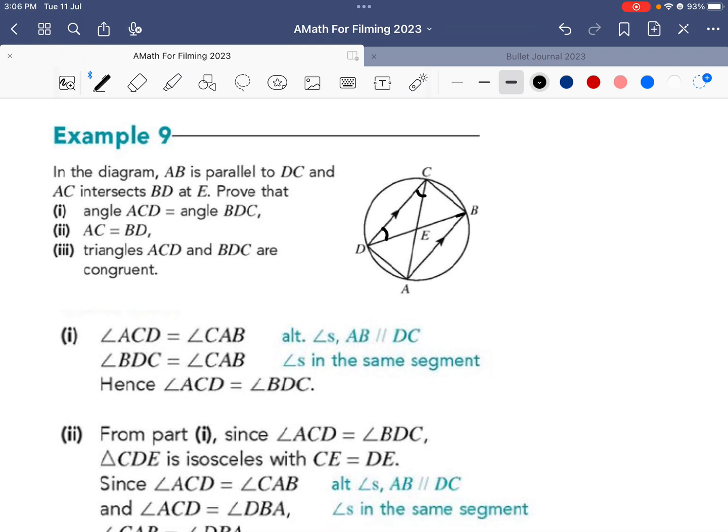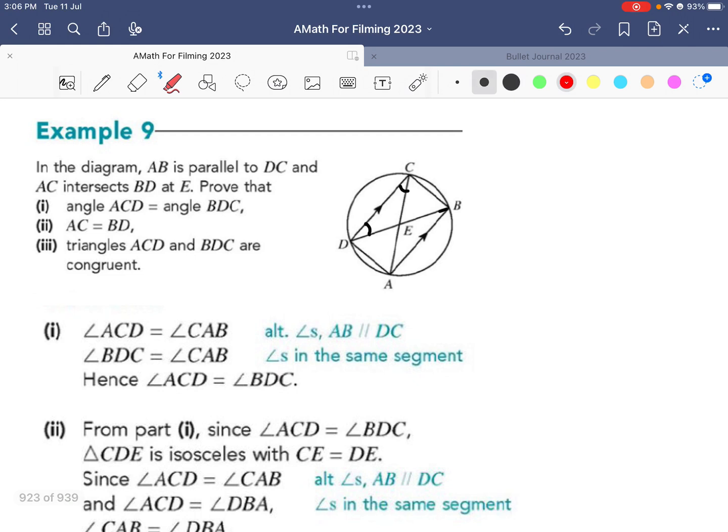So what this proves is that this triangle, which I will highlight for you now, triangle CD, is actually an isosceles triangle. So if this is isosceles, what this actually means is that angle ACD is equal to angle CAB. This one is based on alternate angles.